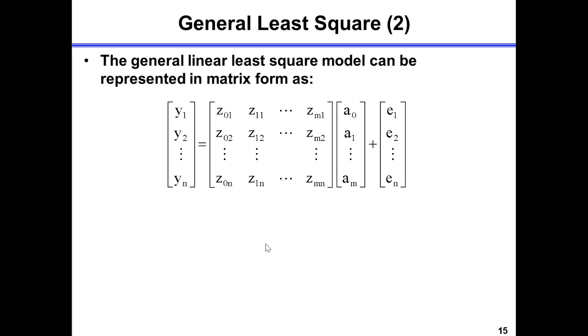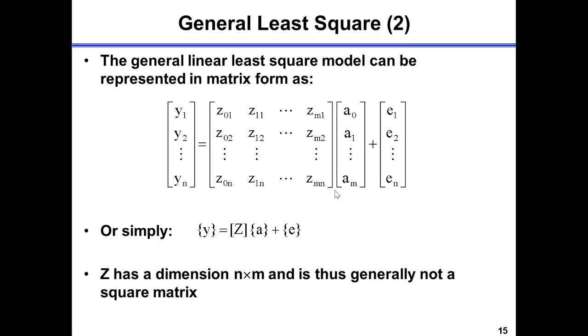So now let's go back to the model that we had. We said that we have y1, y2 up to yn, and all of our z01, z11. These are for different variables, like the first variable, which is temperature, the second variable, which is pressure, something like that. Then these are the parameters that we are looking for, plus these are the residuals. So we wrote it down like this. Or simply we can write matrix y is equal to matrix z times matrix a plus e, the residual.